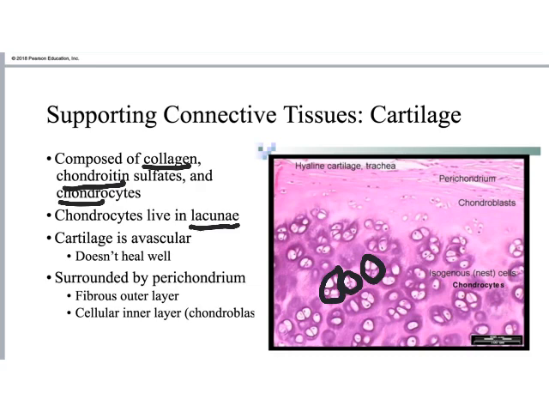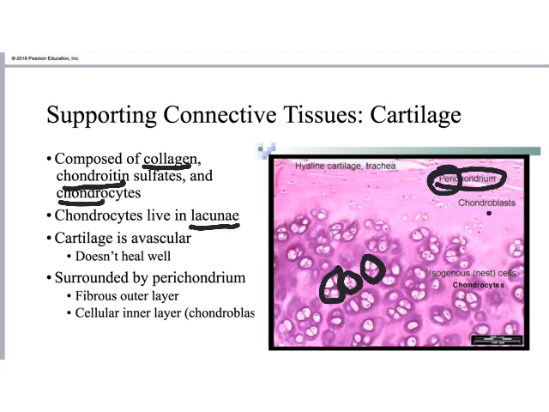And I mentioned already earlier that there's something called a perichondrium. Think of the word peri as being around or surrounding. And this term chondro is the kind of stem word for cartilage, right? We have chondroblasts, we have chondrocytes, we have the perichondrium. So the perichondrium is a connective tissue sheath that kind of surrounds or covers cartilage.